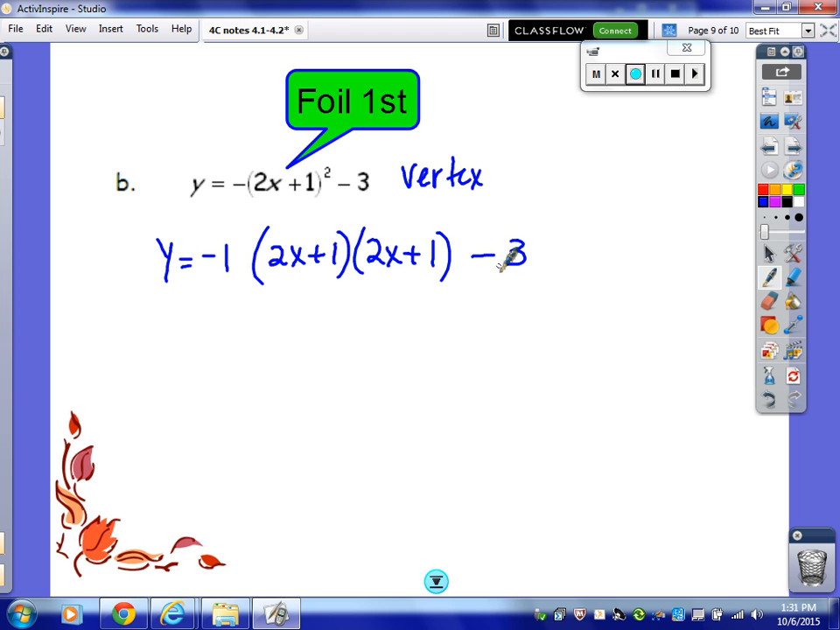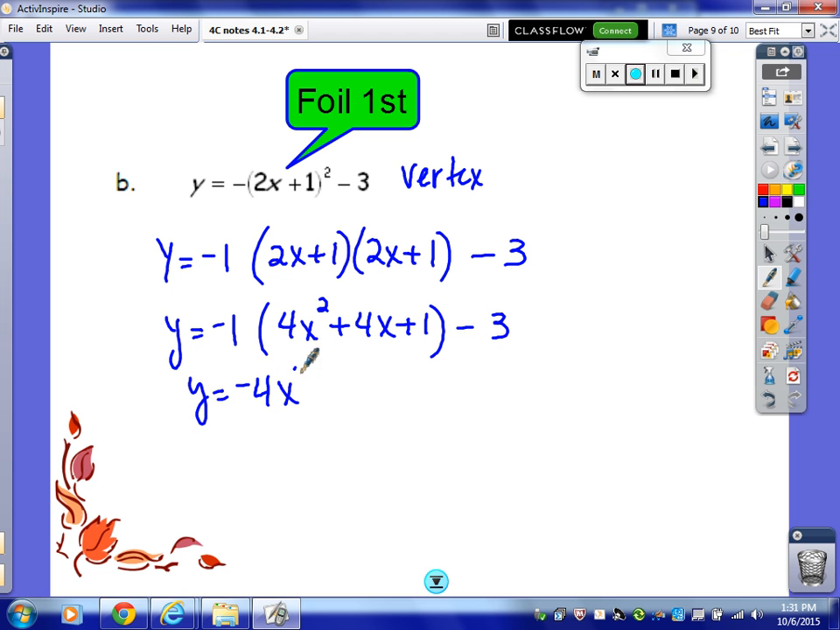All right, what do we get? y is equal to -1 times, you're going to get 4x squared plus 4x plus 1, and then -3. Now make sure you distribute that -1 before you combine that like term. So this is going to be -4x squared minus 4x minus 1 minus 3. Now combine these like terms. So final answer, -4x squared minus 4x minus 4.